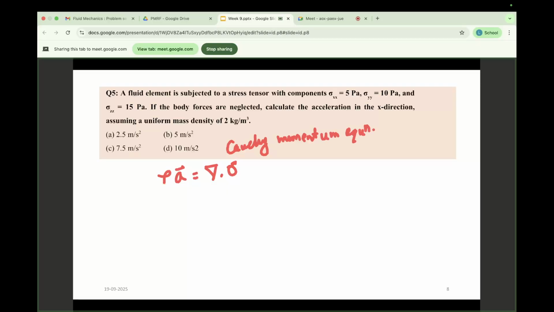So I will simplify this equation for you. In this equation, no body force is considered. What is not considered? No body force. That means no rho g term is there. So only the acceleration component, the density times acceleration. That means this acceleration inertia term should be equal to the divergence of the stress tensor.